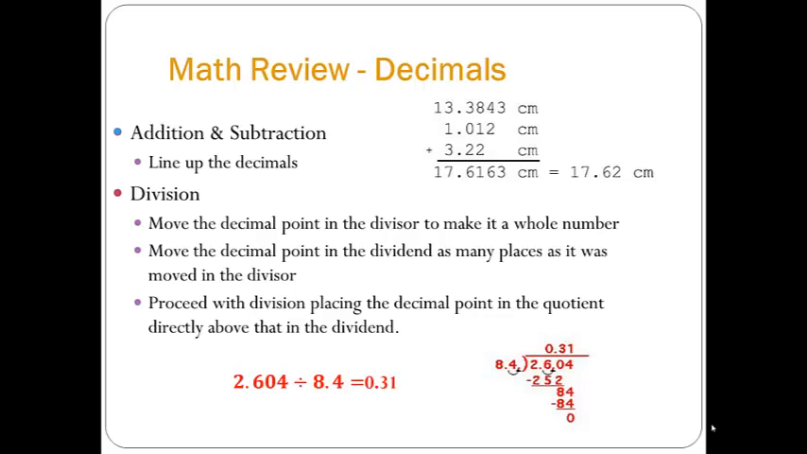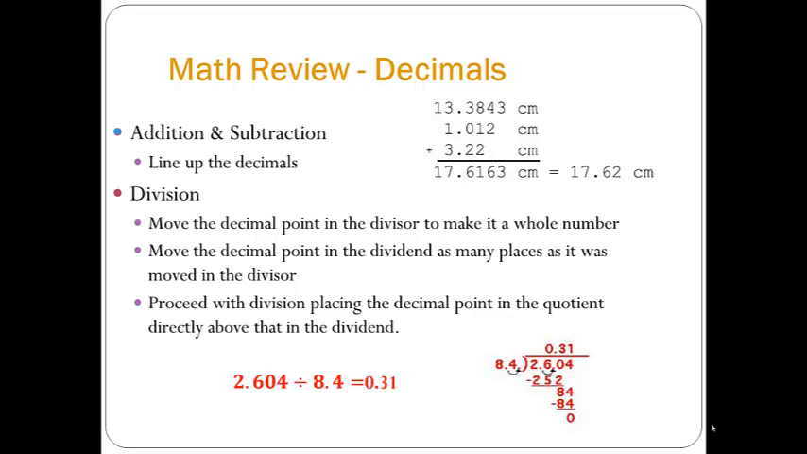And if you're dividing with decimals and you find a decimal in the divisor, you need to first move that decimal however many places is necessary to make the divisor a whole number, then go into the dividend, move the decimal the same number of places before you proceed with your long division. When you're finished with the division, you simply bring the decimal up directly above its place in the dividend into the quotient.